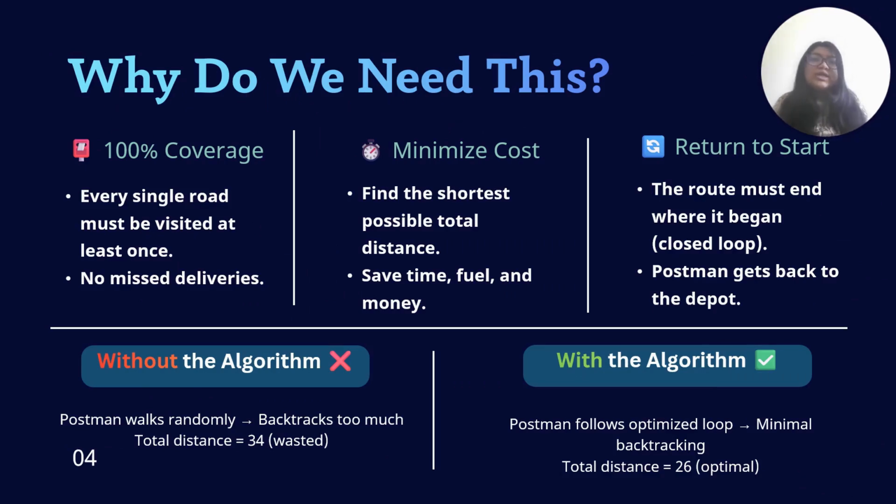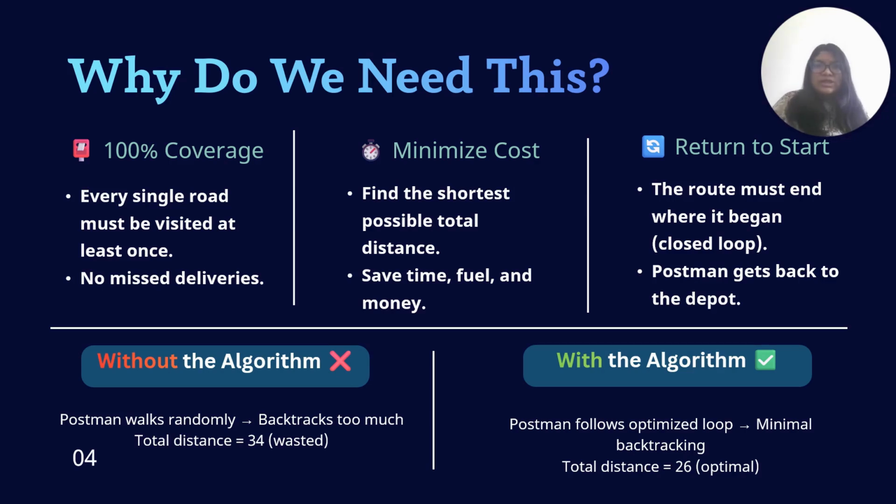Why do we actually need this algorithm? Let's break it down into three core purposes. First, 100% coverage. Every single road must be visited at least once, no missed deliveries. Second, minimize cost. We need to find the shortest possible total distance to save time, fuel, and money. Third, return to start. The route must end where it began. A closed loop so the postman gets back to the depot.